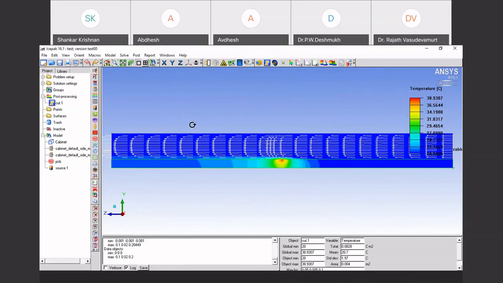You can run studies very quickly, especially if you're looking to model a fan, then you can specify a fan and put swirl angles. So many things can be done.